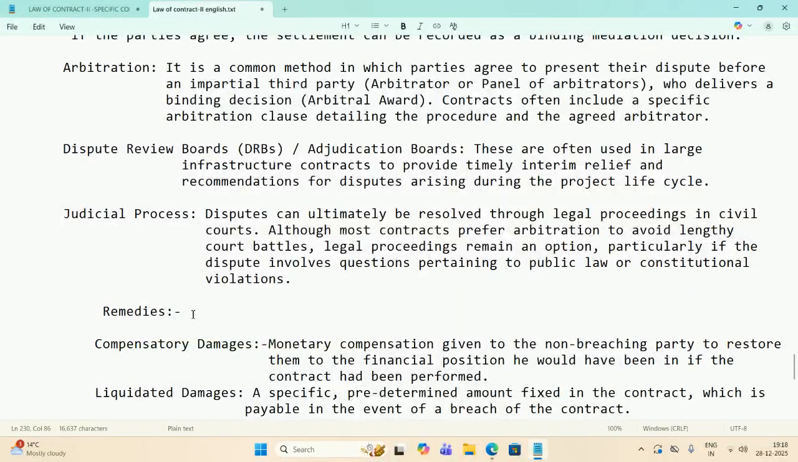Judicial process. Disputes can ultimately be resolved through legal proceedings in civil courts, although most contracts prefer arbitration to avoid lengthy court battles. Legal proceedings remain an option, particularly if the dispute involves questions pertaining to public law or constitutional violations.